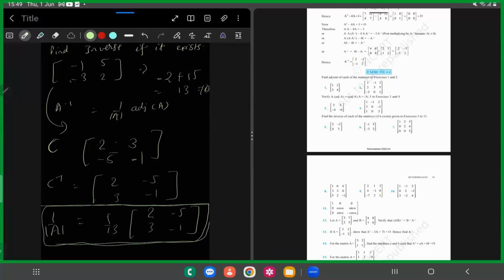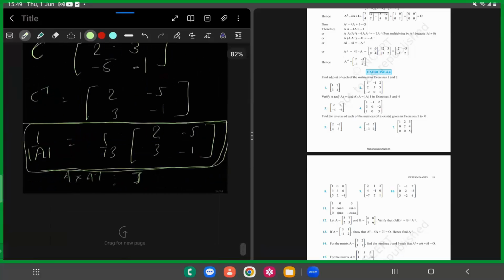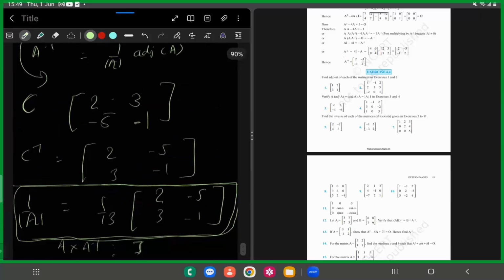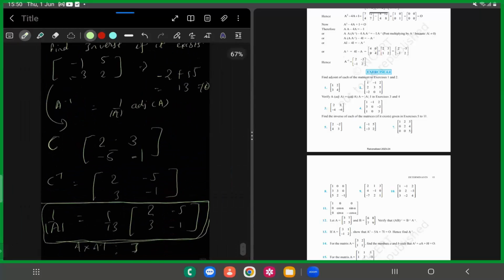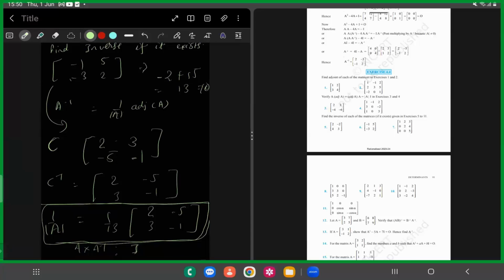You can also verify the result, that is A into A inverse equal to identity matrix. Since we are not asked in this question, so this should be inverse of A, I guess. Yeah, you can verify the answer once again by calculating on your own, but I think this should be the inverse of A.